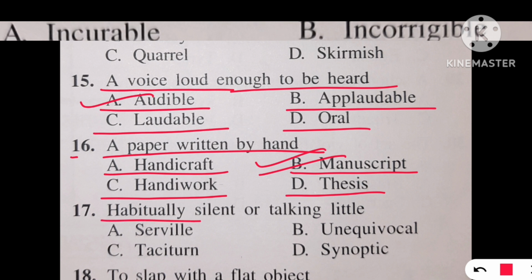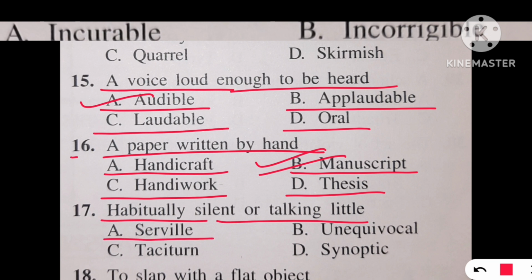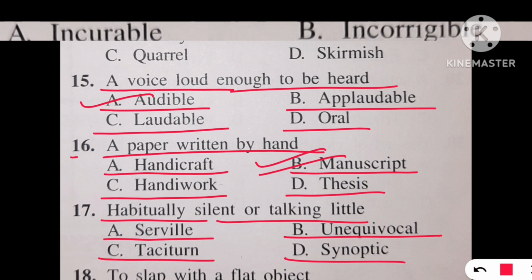17. Habitually silent or talking little. These kind of people are called option A, servile. Option B, unequivocal. Option C, taciturn. Option D, synoptic. Correct answer is option C, taciturn.